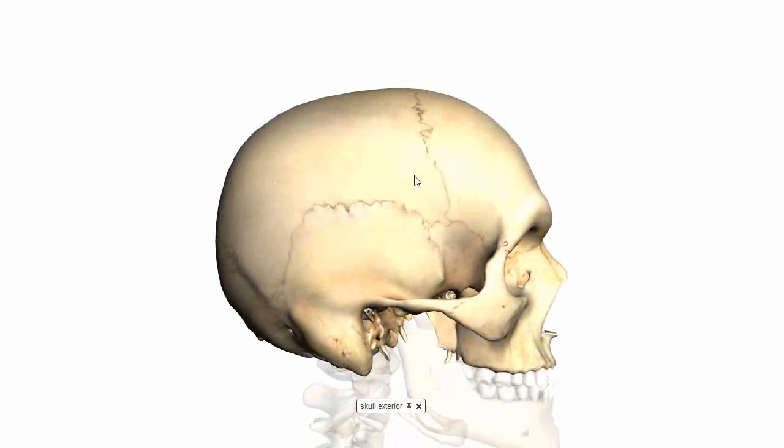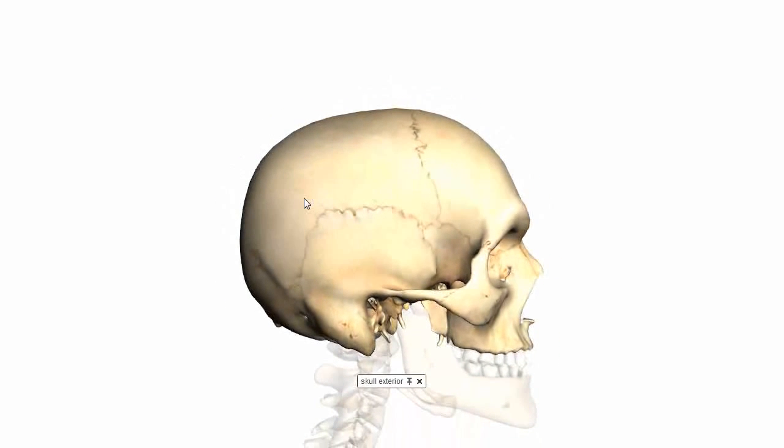Next I'm just going to talk about the parietal bone, and you've got 2 parietal bones. So you've got 2 parietal bones and 2 temporal bones. The rest are single bones. So the occipital, frontal, sphenoid and ethmoid are single bones. Parietal bones are paired, and temporal bones are paired on either side.